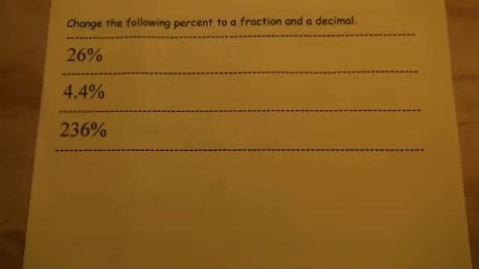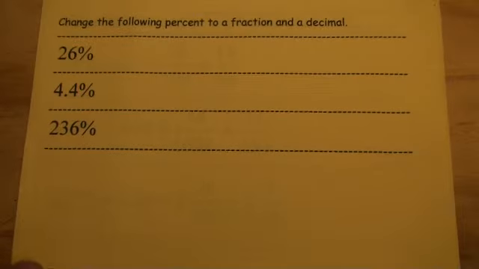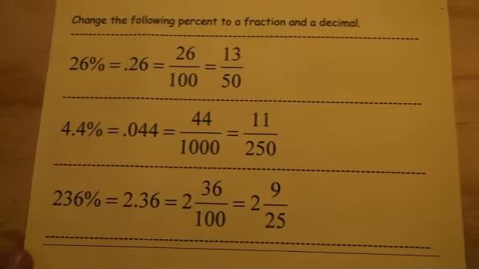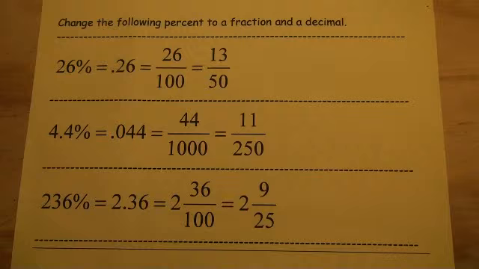Change the following percents to a fraction and a decimal. Now here you have 26%, 4.4%, and 236%. Let's take a look. 26% obviously is 26/100ths. So therefore, 13/50ths. There's your fraction, 13 out of 50.